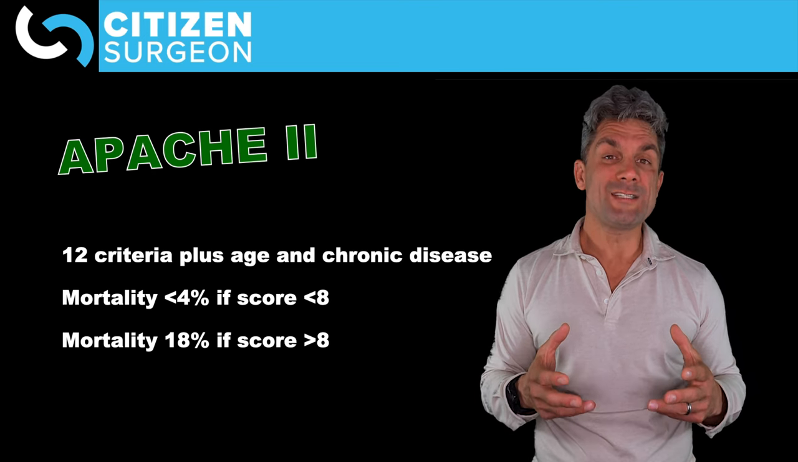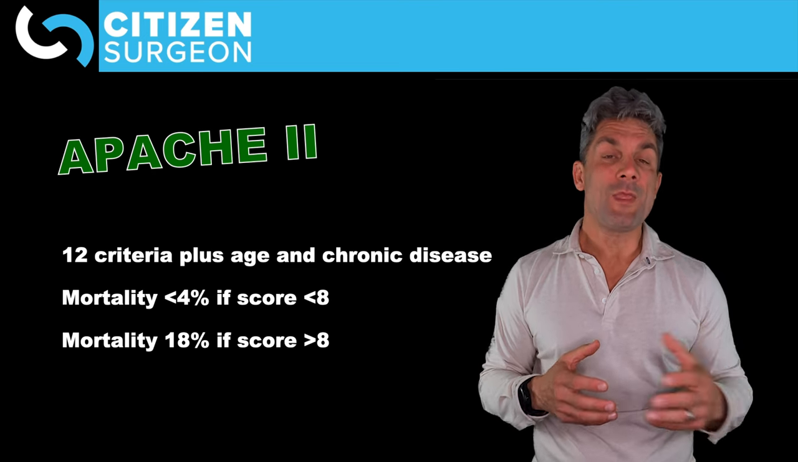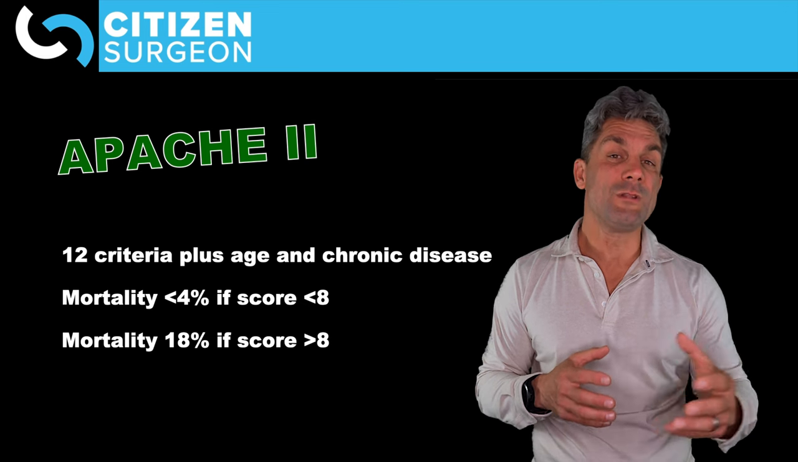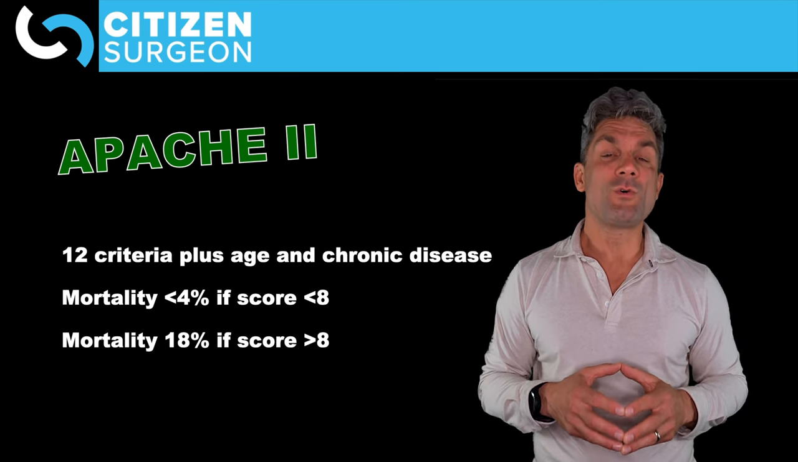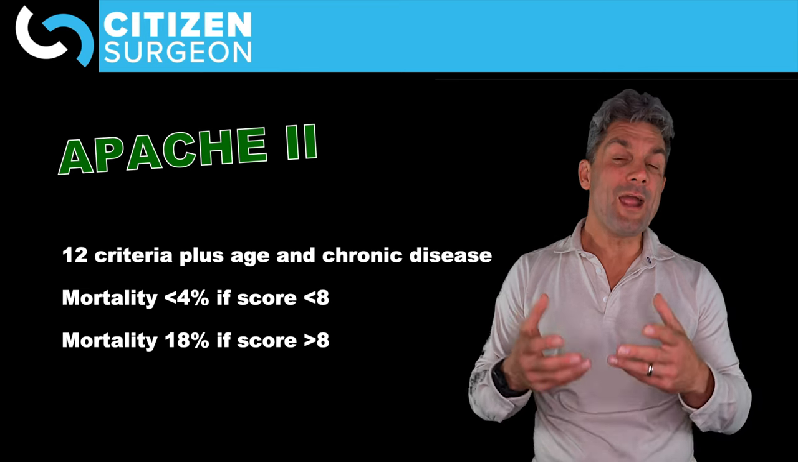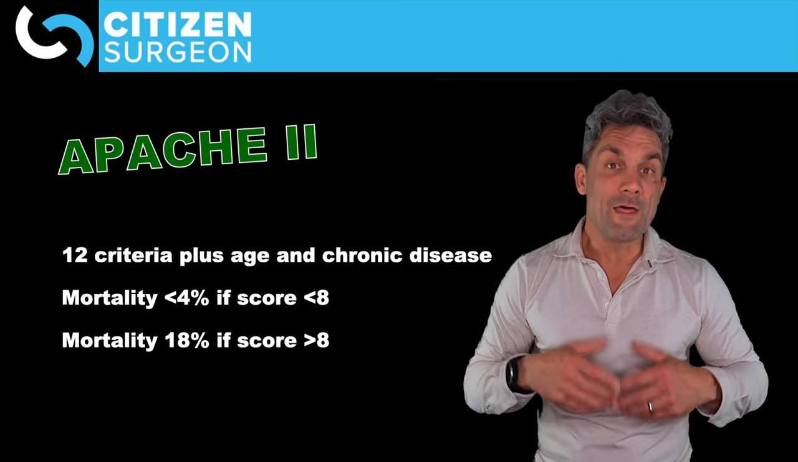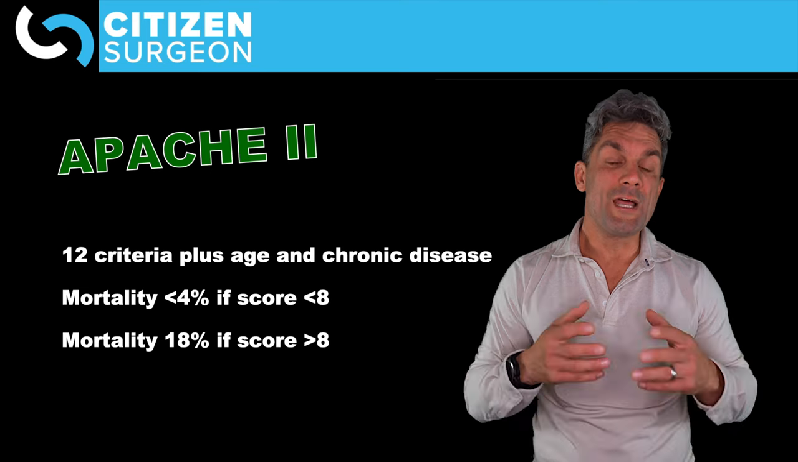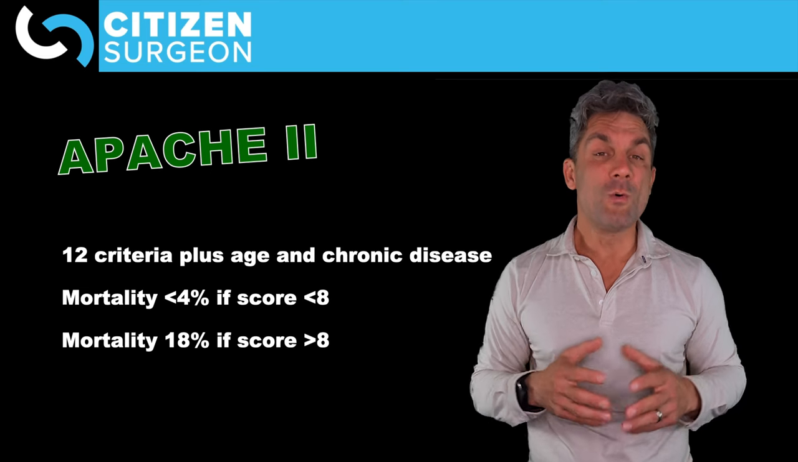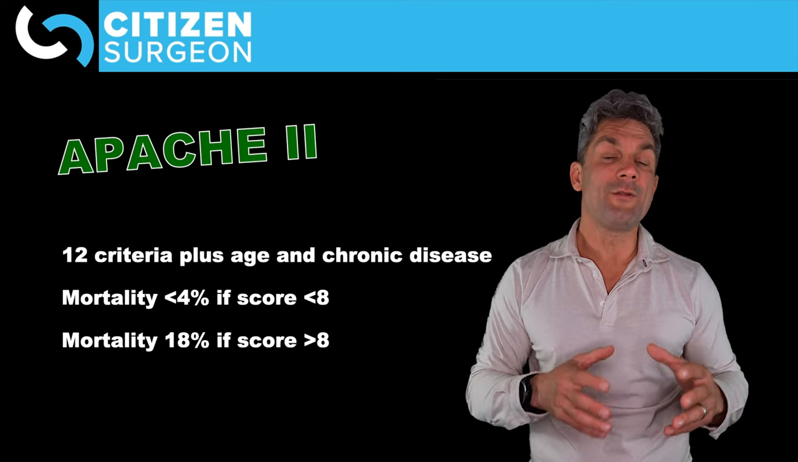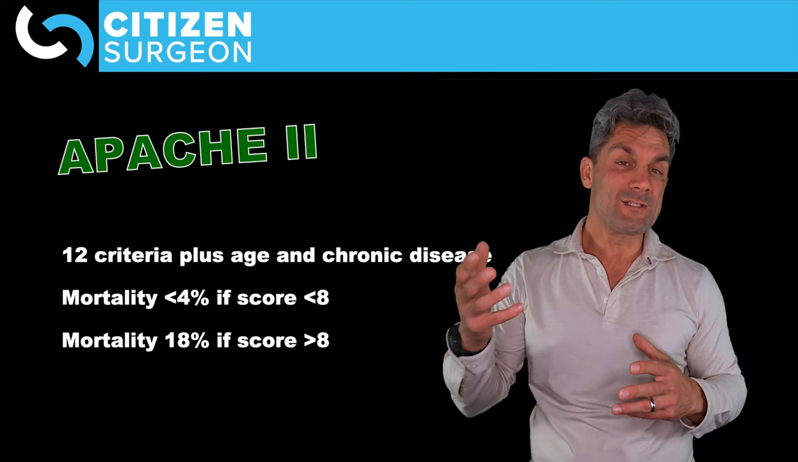Now, how do we use that score? Well, a score of less than 8 may give you a low mortality, so lower than 4%, whereas a score greater than 8 can give you a higher mortality, around 14%. Another paper showed that scores under 9 have a very low risk of mortality, while scores of greater than 13 have a much higher risk of mortality.